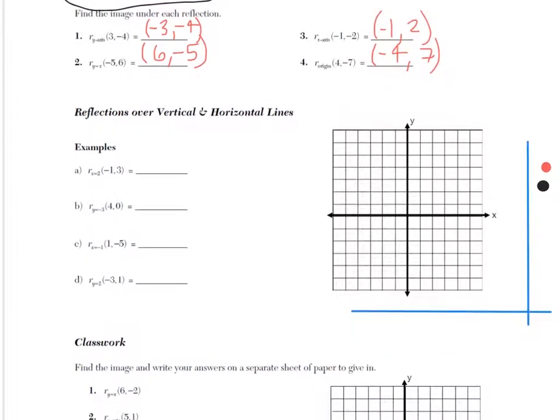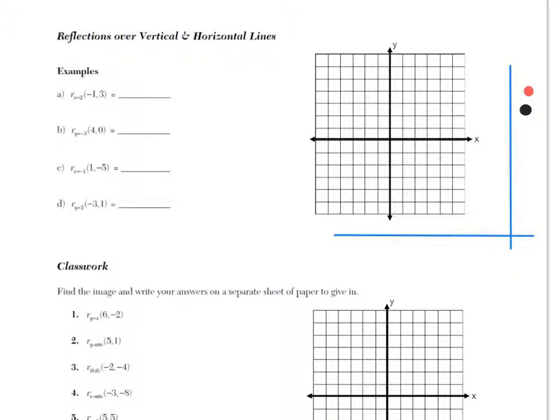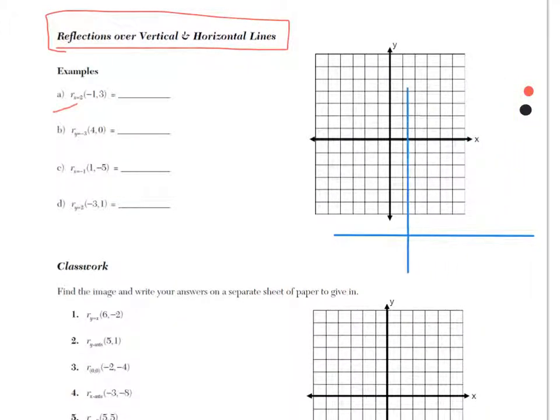Now, we're going to take a look at some reflections over the vertical and horizontal lines. Go ahead and put a box around here. It's possible sometimes to reflect about something other than those standard rules that we saw. For example, at x equals 2. X equals 2 is this line right here. Go ahead and take a second and draw x equals 2 into your graph right here.